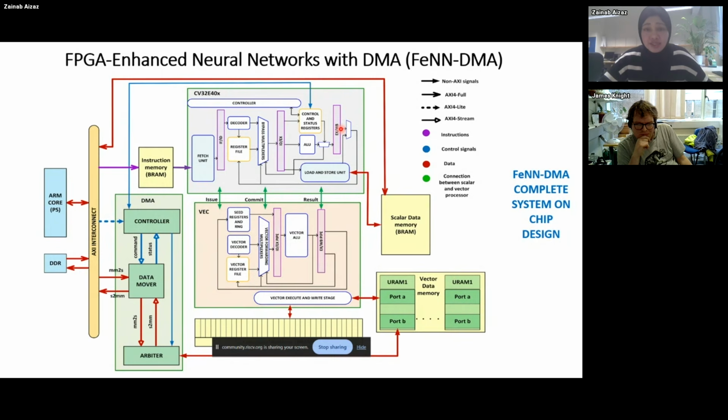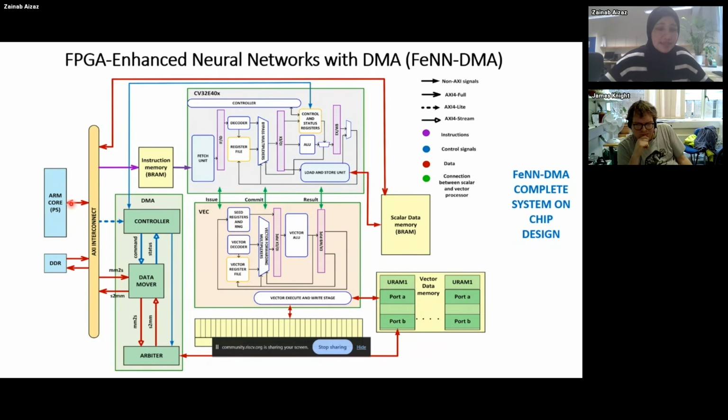This is the complete system on chip design of FeNN DMA. FeNN DMA is essentially FeNN with the DMA. Initially our first design was FeNN, FPGA Enhanced Neural Networks, which used the RISC-V processor, the vector processor, and the ARM core, but did not use the DMA controller. But now in FeNN DMA, we have designed a custom DMA controller, so it's called FeNN DMA.